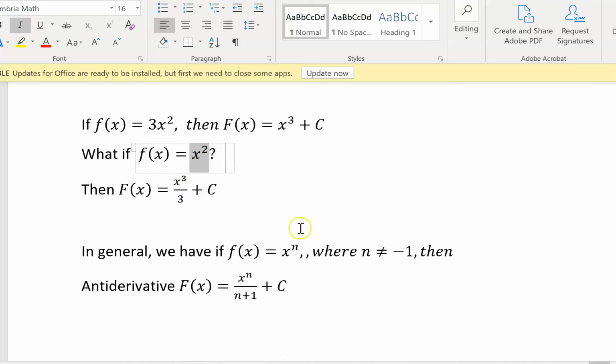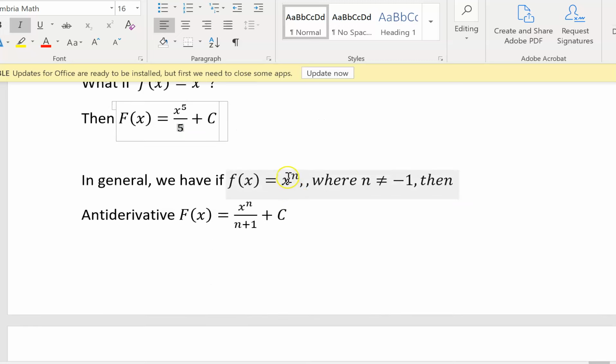From this, you can actually see a pattern. For example, if you take f of x equal to x to the 4, the antiderivative should be x to the 5. But when you differentiate x to the 5, you get an additional 5 in front. So to kill that off, you need to divide by 5. So now you can see a pattern: we go up from 4 to 5, and we divide by the new power.